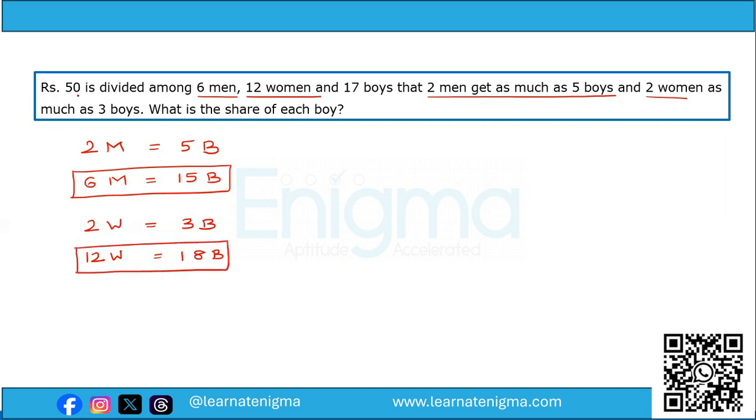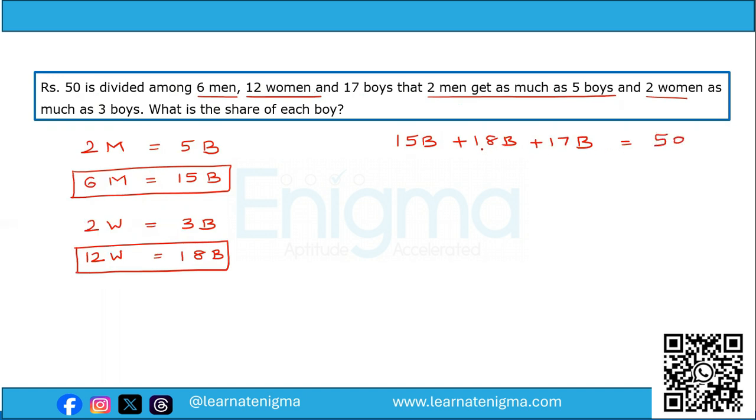So now rupees 50 is divided among 6 men, that is 15 boys, 12 women, that is 18 boys, and 17 boys is equal to rupees 50.